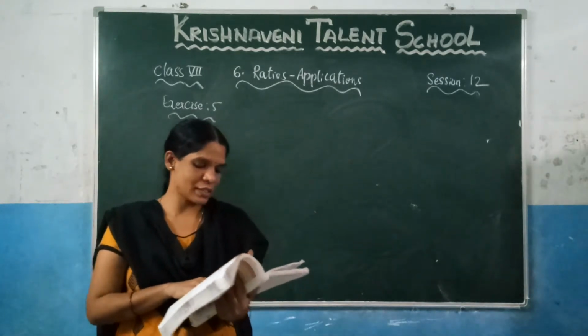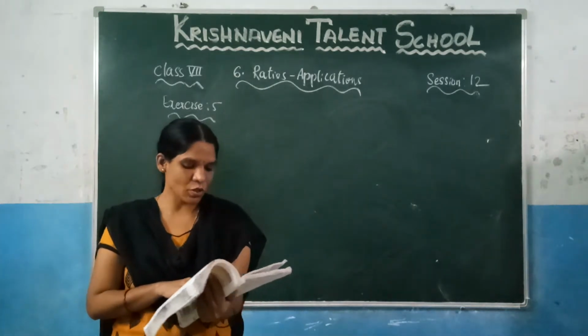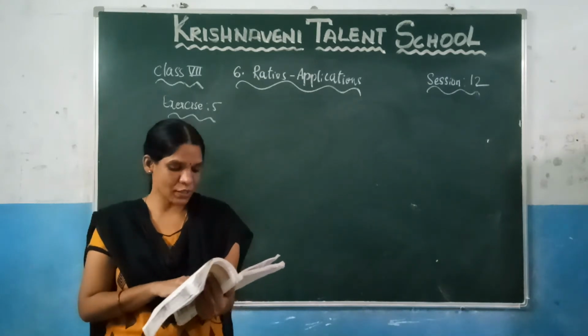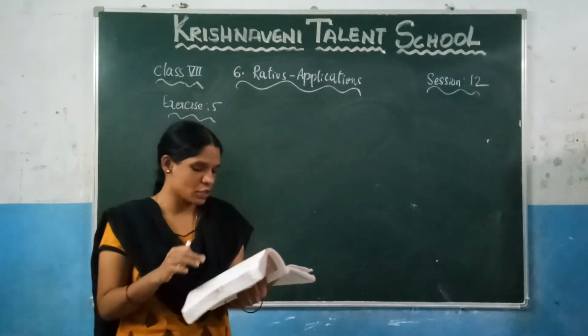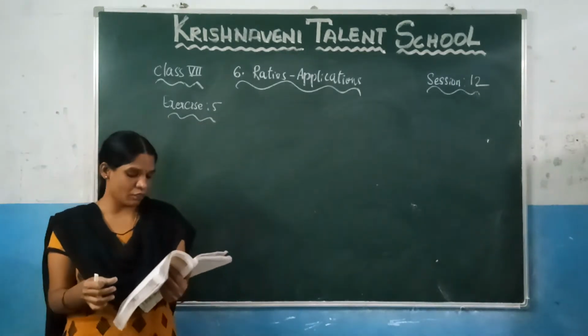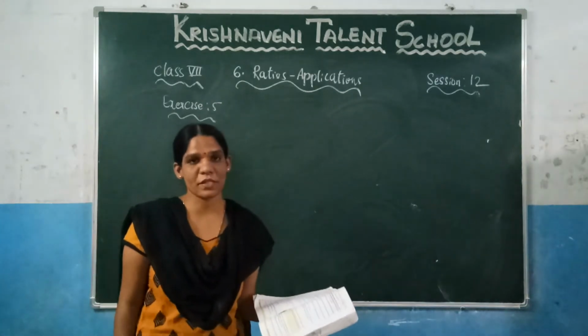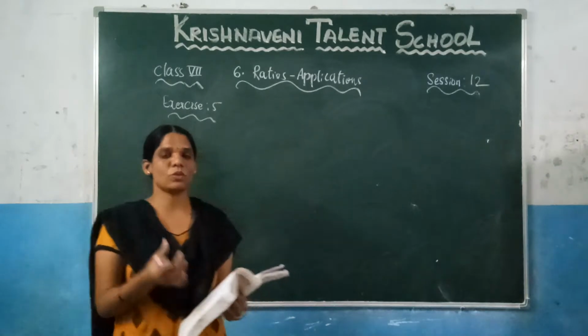So here what they are saying is that a carpenter allows 15% discount on his goods. So he has given 15% discount. After giving 15% discount, he sold one of his chairs for 680 rupees. Now, what is the market price of the chair? That means, before giving the discount, what should be the price, you need to find it.